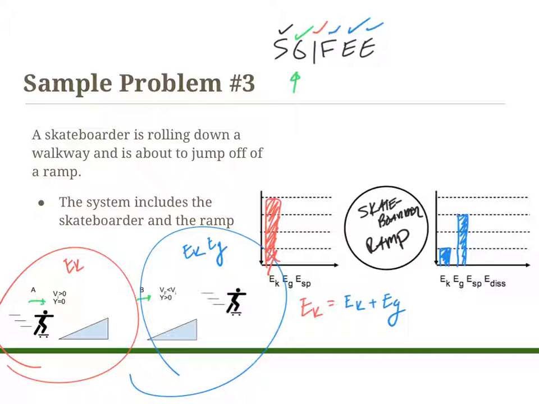Your homework for the evening is to do worksheet number 2, which is energy bar charts, and I believe there's 7 or 8 problems of them. Good luck, and we'll talk about it tomorrow.